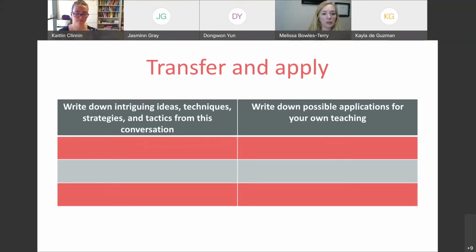So for you all, I would like you to take 3 minutes and first write down anything that has been useful, interesting, intriguing that we've talked about so far today in our 35 minutes. And then after you've written down the stuff that is still swirling in your brain that you're thinking about, then write down how this could be applicable for you in your teaching. So I'll be quiet for 3 minutes and give you a chance to do that.